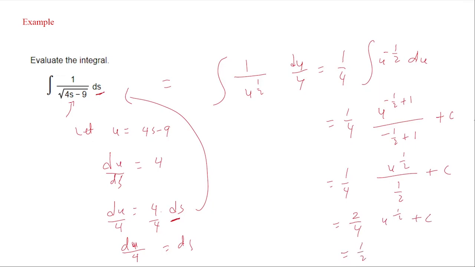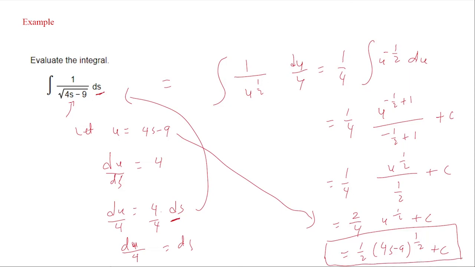We need to plug the value of u back from here. So u is actually 4s minus 9, to the power half, plus c. That will be our final answer. So we use the substitution to change the problem from a complicated looking problem to a simple looking problem, where we can use the formula of integration directly. But eventually we need to find our answer in terms of the original variable, in this case s.